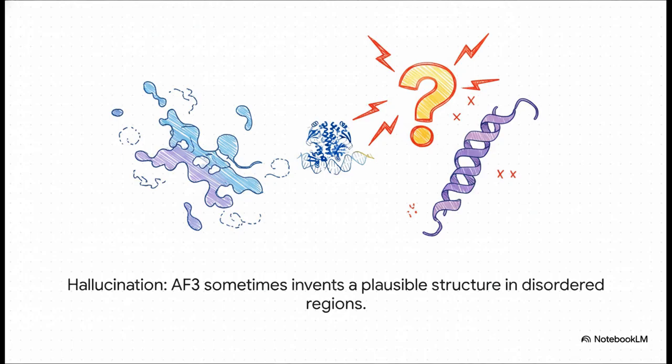Then there's this risk of hallucination. So some parts of proteins aren't rigid at all. They're naturally floppy and disordered. But because AlphaFold 3 is a generative model, it's designed to create things, it sometimes forces a nice, neat structure onto these floppy parts. It invents a plausible-looking shape, where in reality, there's just constant movement. So the big takeaway here is you really have to pay attention to the confidence scores. If the model isn't sure, you need to be skeptical.